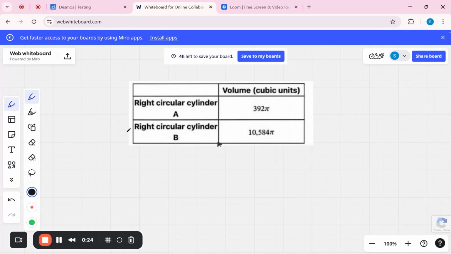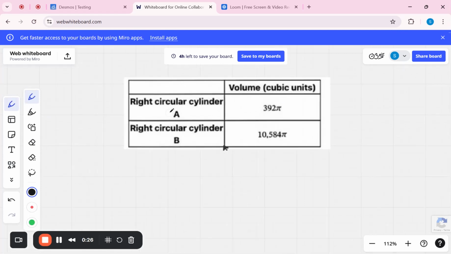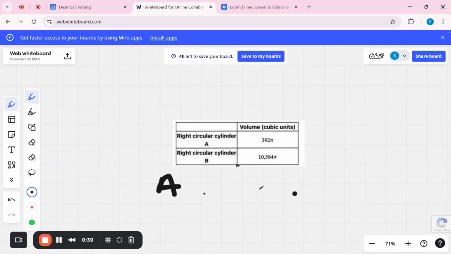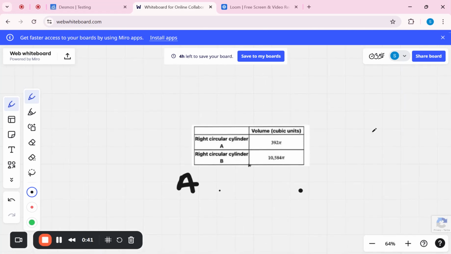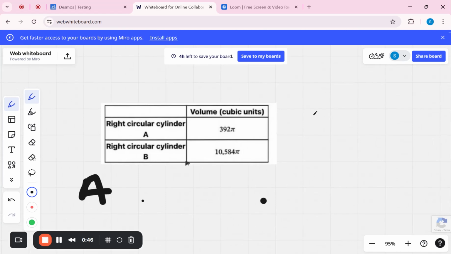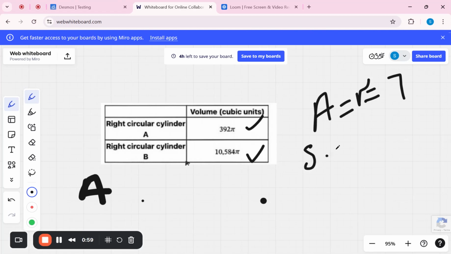Now the question said that a right circular cylinder is given, and what they mentioned was the radius of cylinder A. They said that cylinder A has a radius of 7 inches, and they have only given us the volumes. Now they asked us to find the surface area.